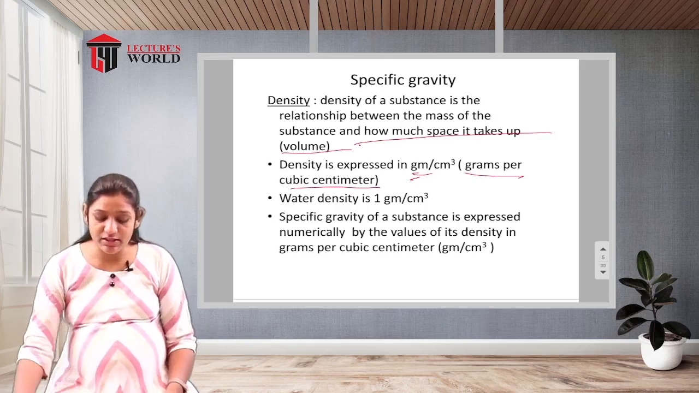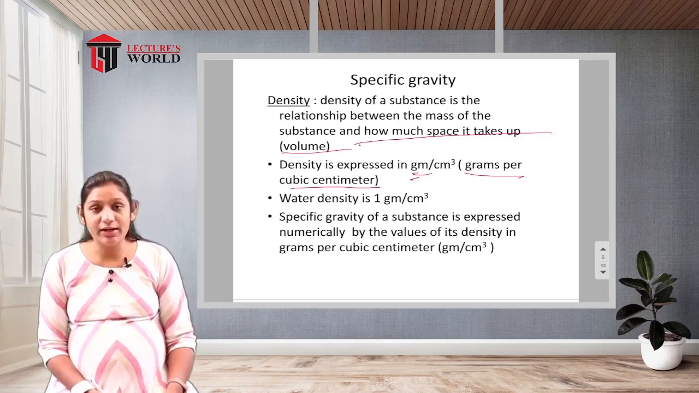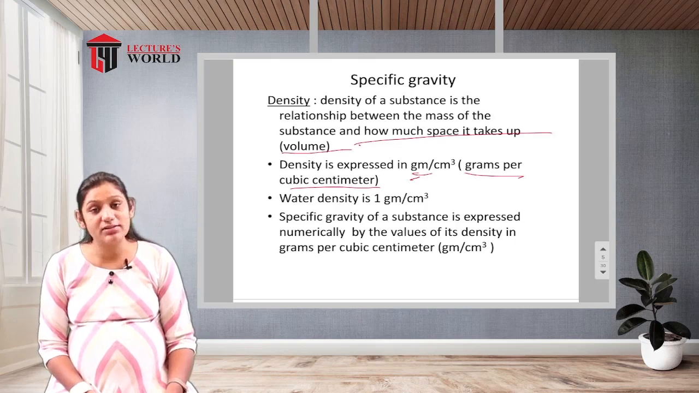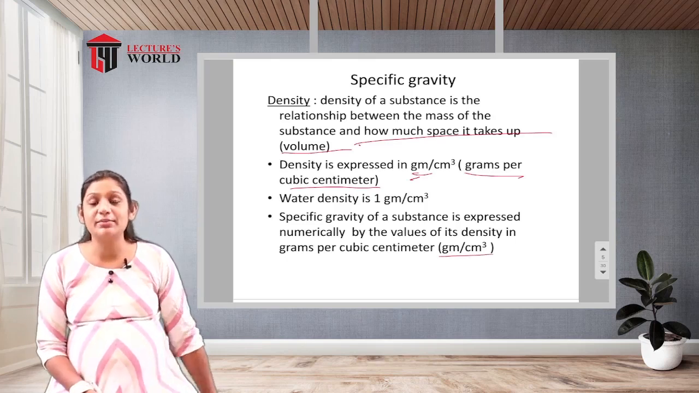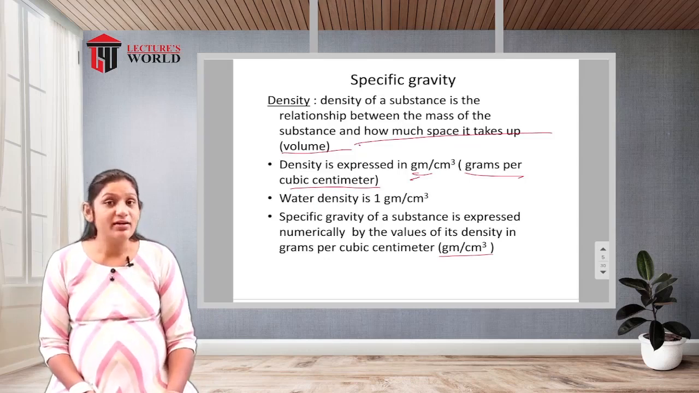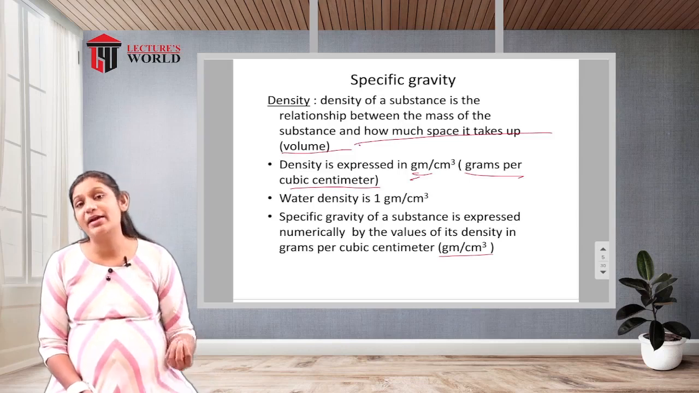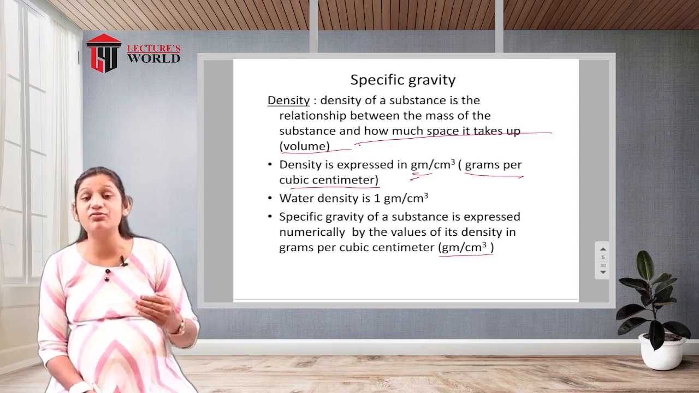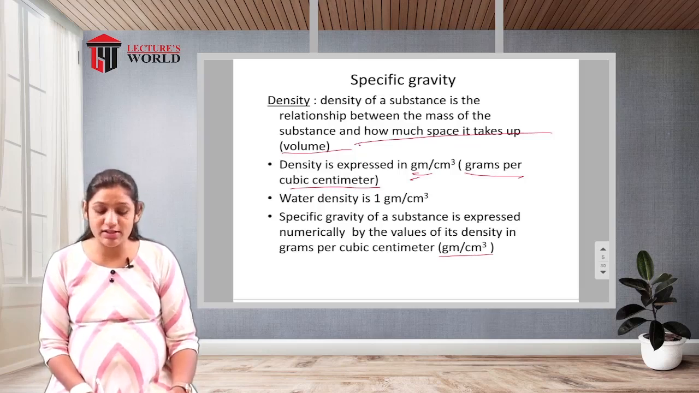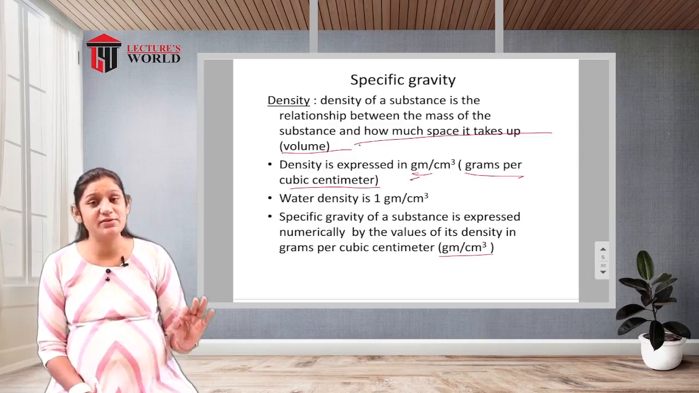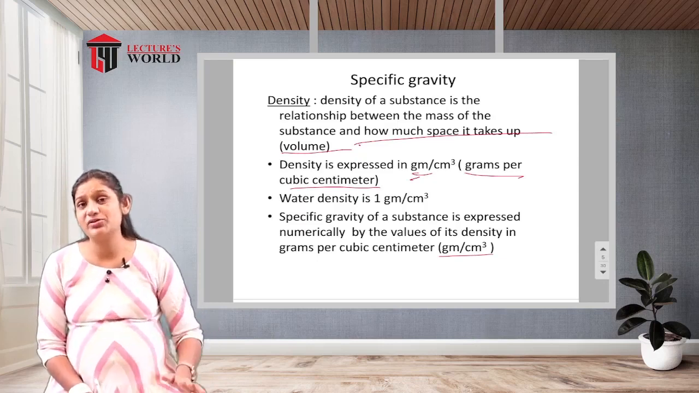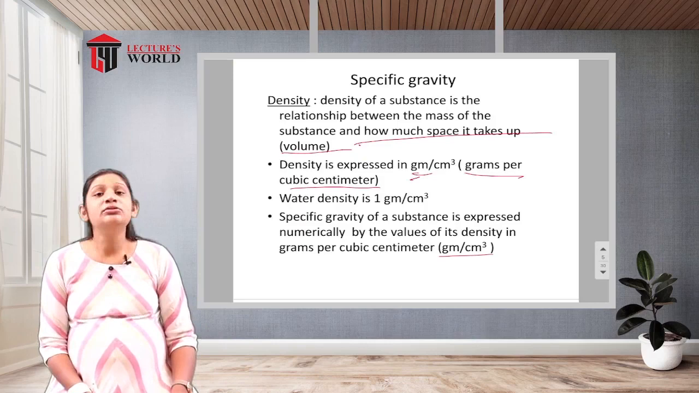Specific gravity of a substance is expressed numerically by the value of its density in grams per cubic centimeter. This is the specific gravity, and it depends on where the force is applied and how much gravitational force is applied on it specifically. The gravitational factor is different for different substances, as one molecule attracts another differently.